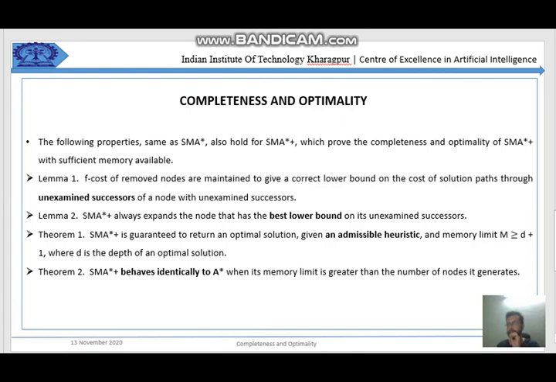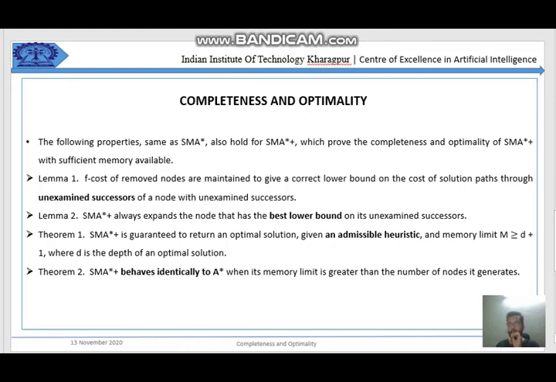What is theorem one telling us about? That SMS star plus is guaranteed to return the optimal solution given an admissible heuristic that we give to the function, and the memory limit should be d plus 1, where d is the depth of the optimal solution. Also, theorem two says that SMS star plus behaves identically to A star when the memory limit is greater than the number of nodes it generates.